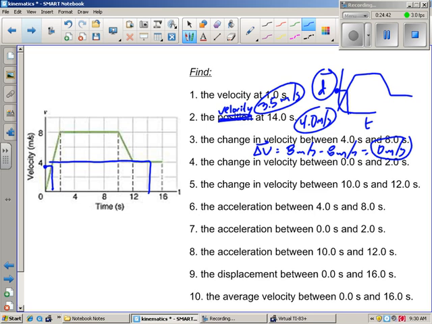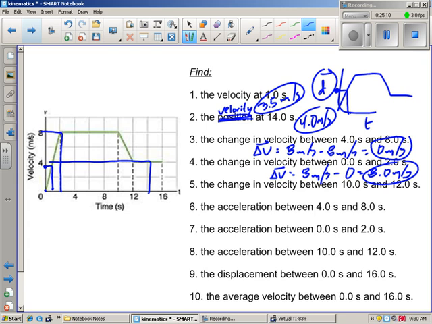Change in velocity between 0 and 2 seconds. Well, this is 2 seconds. This is 0 seconds. The final would be 8. The initial would be 0, so the change would be 8 meters per second. So far, so good? So we're doing pretty much the same things as we were doing on that position time graph, but we're doing it in different ways.